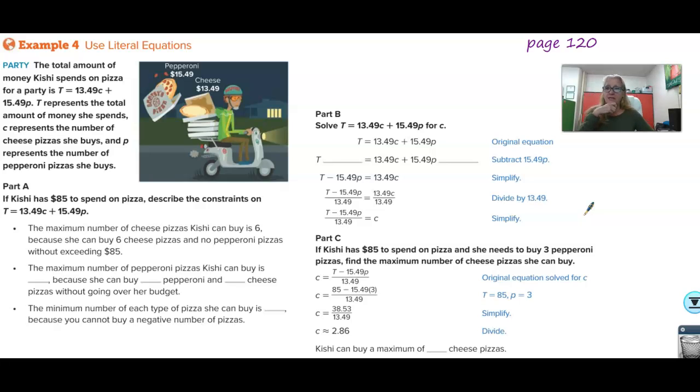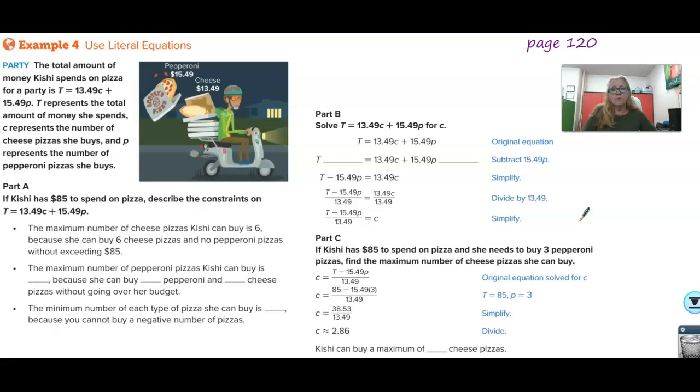The total amount of money Kishi spends on pizza for a party is T equals 13.49C plus 15.49P. T represents the total amount of money she spends, C represents the number of cheese pizzas she buys, and P represents the number of pepperoni pizzas she buys. Part A. If Kishi has $85 to spend on pizza, describe the constraints on the formula.